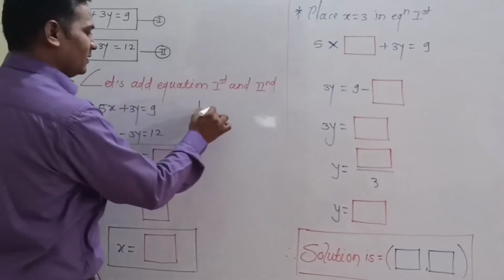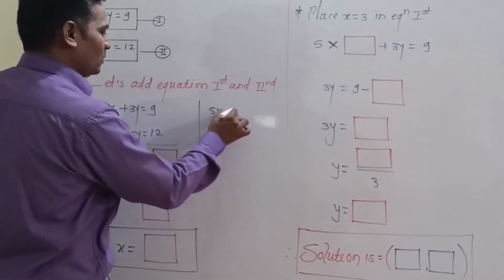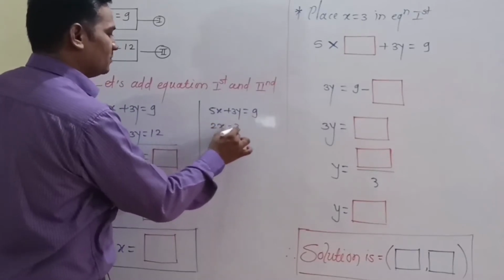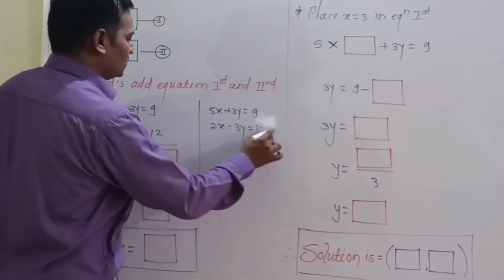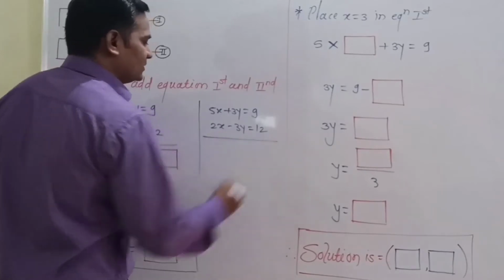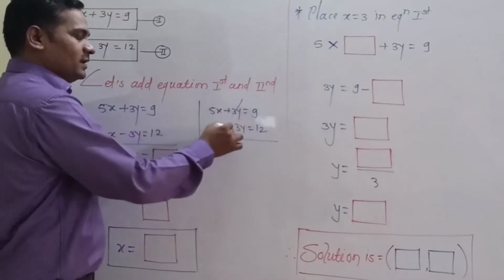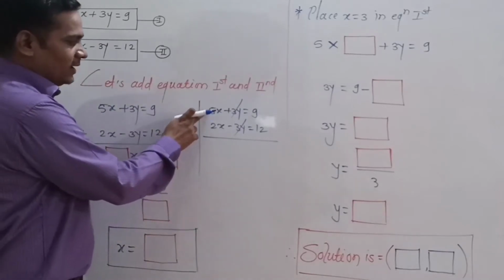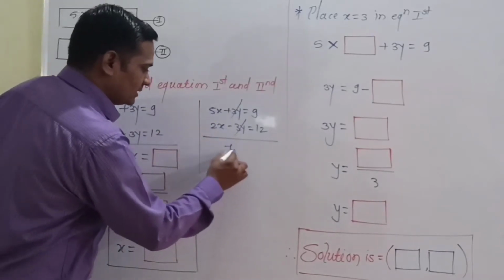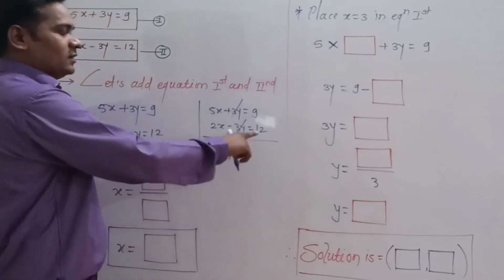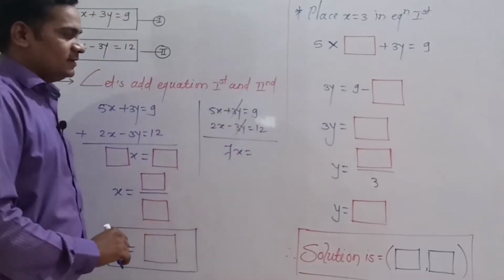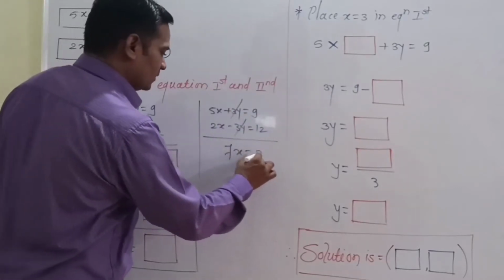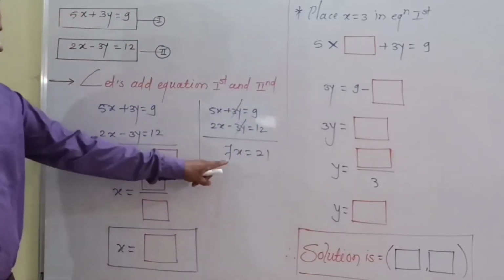Same equation is there. 5x plus 3y is equal to 9, and second one is 2x minus 3y is equal to 12. So let's add these equations, that means this plus and minus will get cancelled here. And look at this now. 5x plus 2x will be 7x is equal to, now this is 12 plus 9, that will be 21.